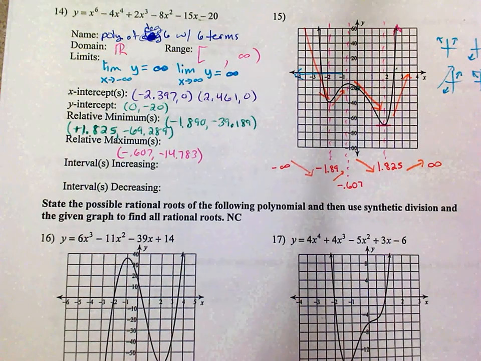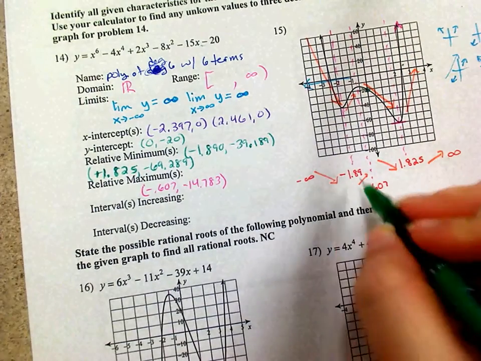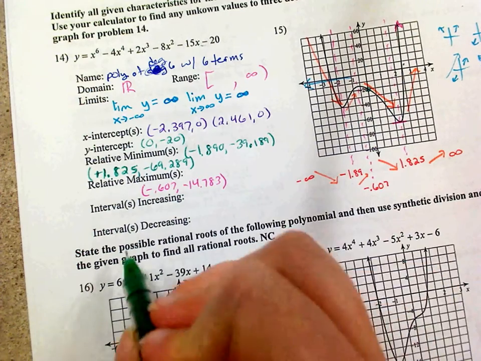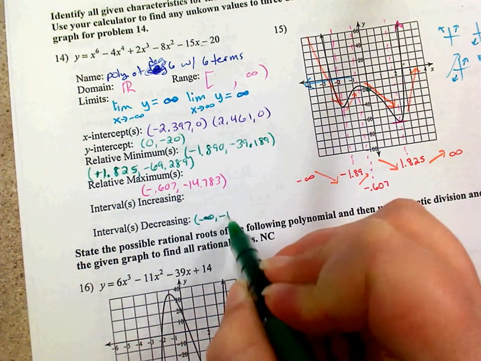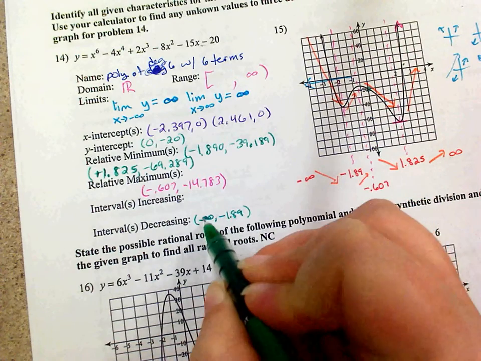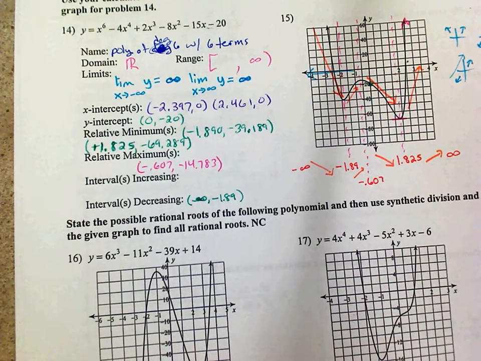Or I guess we could just start off with the first interval. Negative infinity to negative 1.89 is decreasing. So, negative infinity, negative 1.89. Do we use brackets on increasing and decreasing? No, because at the maxes and mins you are not in fact doing either one. You're stopped.